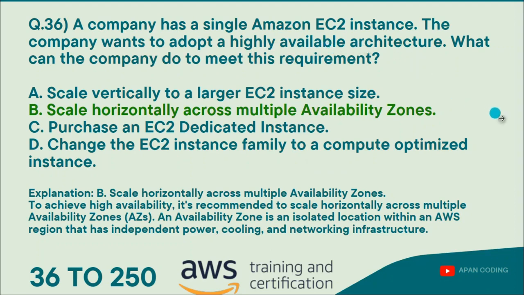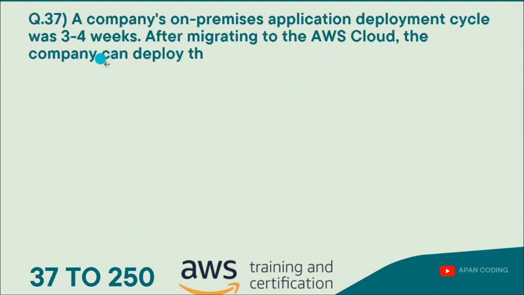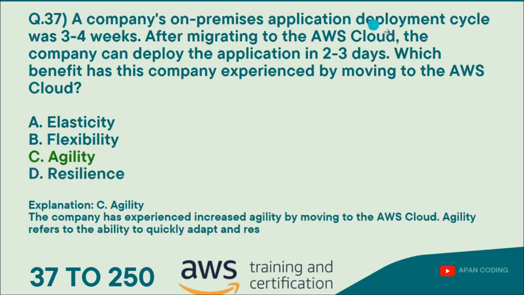Now let's move on to the next one, friends. We will see question number 37. A company's on-premises application deployment cycle was 3 to 4 weeks, but after migrating to the AWS cloud, the company can deploy the application in 2 to 3 days.